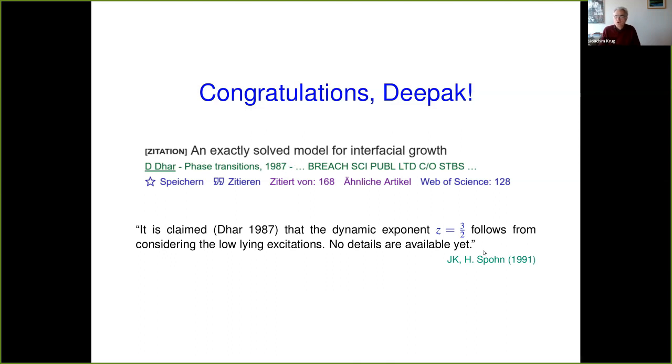And this is what Herbert and I wrote in the review about the KPZ equation that appeared shortly after this. So it is claimed that the dynamic exponent z = 3/2 follows from considering the low-lying excitations. So this was referring to the Bethe ansatz. No details are available yet. So the rest is history, as we say.